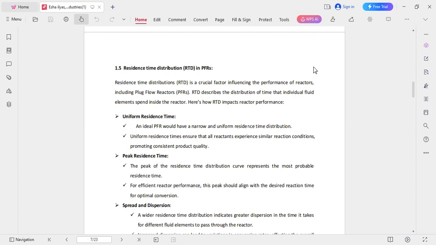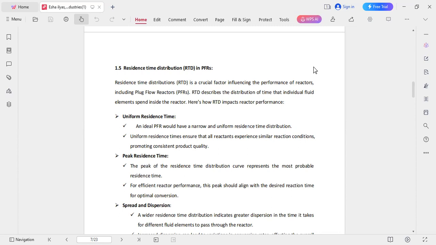Now we will see the residence time distributions in plug flow reactors. Residence time distribution is a crucial factor influencing the performance of reactors, including plug flow reactors. Residence time distribution is the time that individual fluid elements spend inside the reactor. Here's how residence time distribution impacts reactor performance.